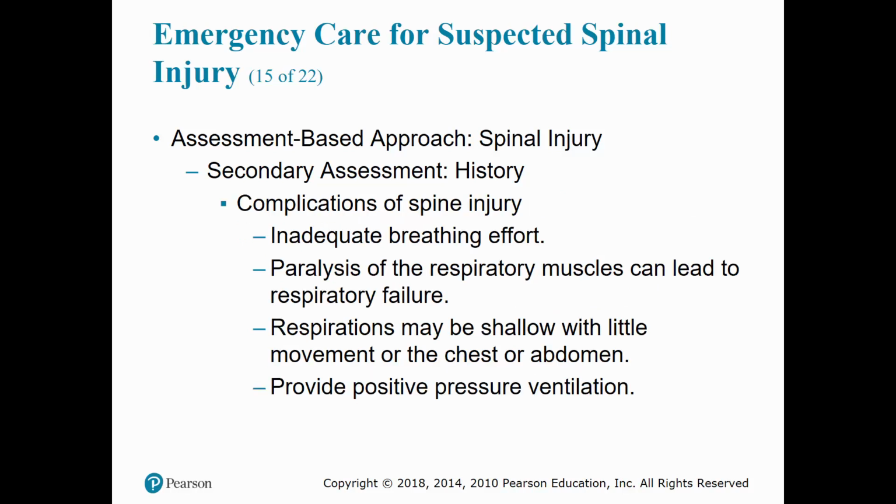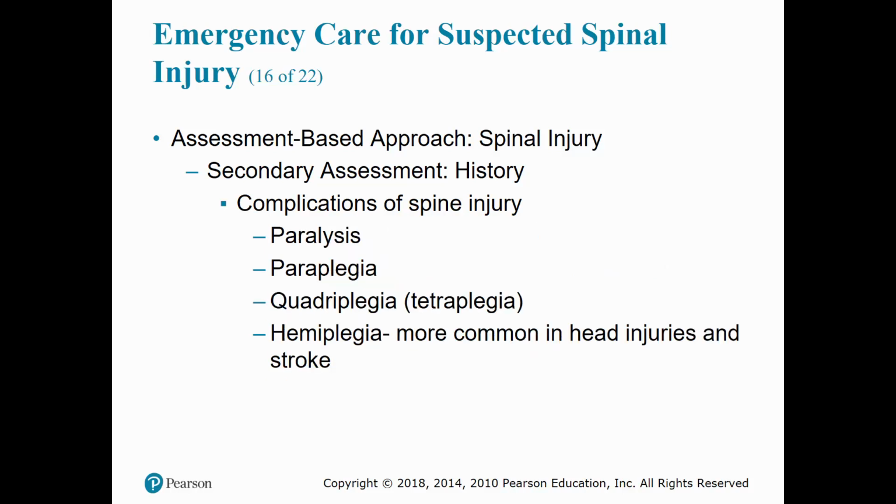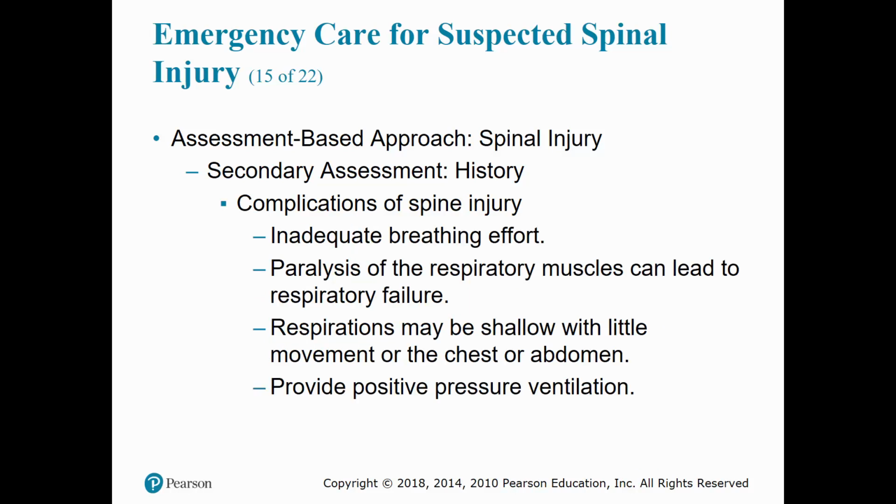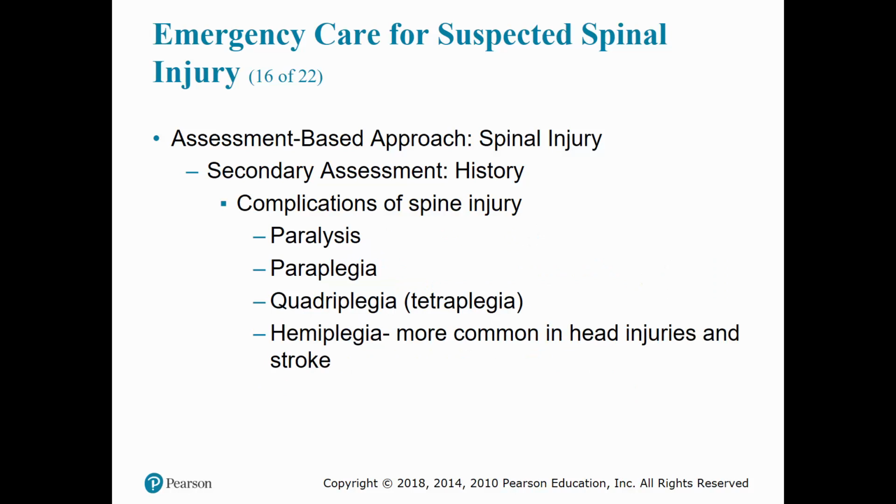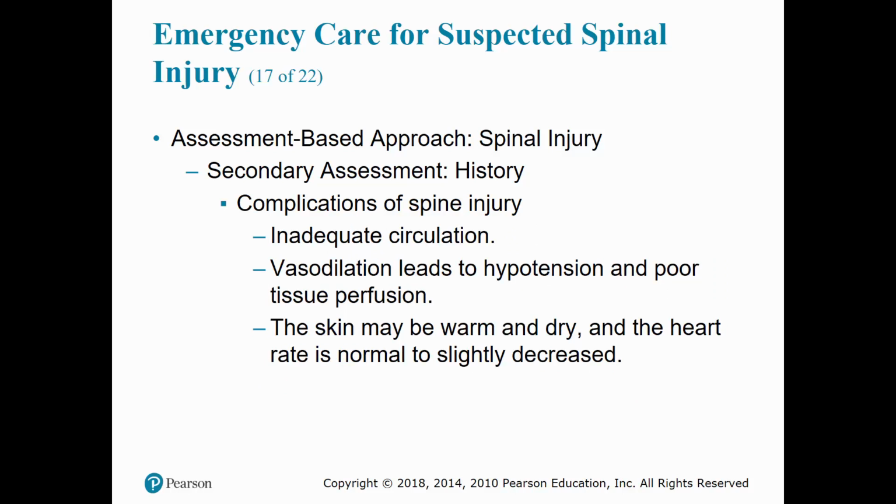Now, with anything that we do, there's always complications. If we lay a patient supine, then they may not be able to breathe adequately. It may be more complicated to provide positive pressure ventilation because now we can't provide head tilt chin lift. The respirations may be shallow with little movement of the chest or abdomen because of gravity pushing down on top of them. They may have paralysis or paraplegia. Hemiplegia would be some other complications of spinal injury. Inadequate circulation, vasodilation leading to hypotension and poor tissue perfusion.